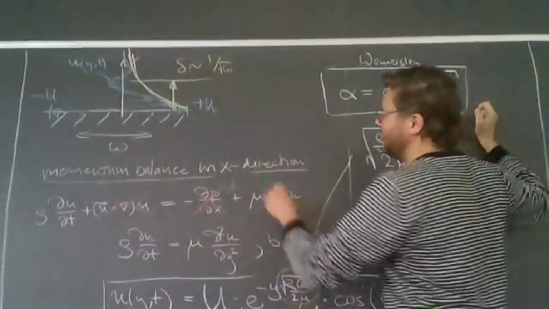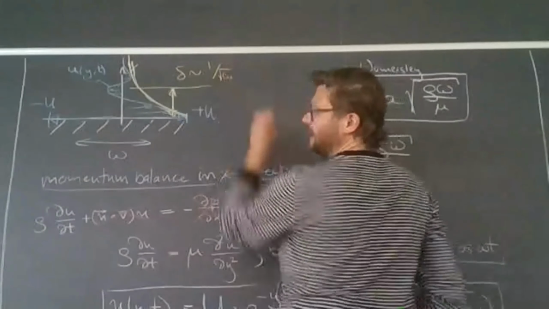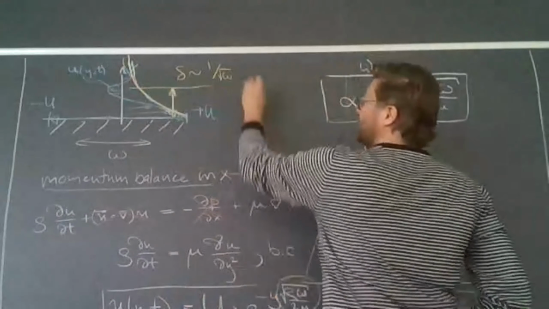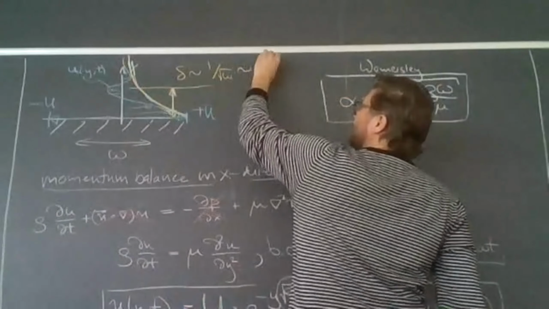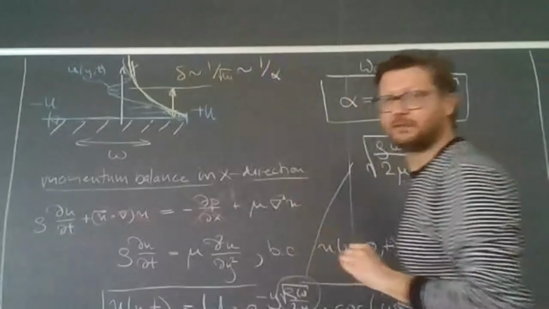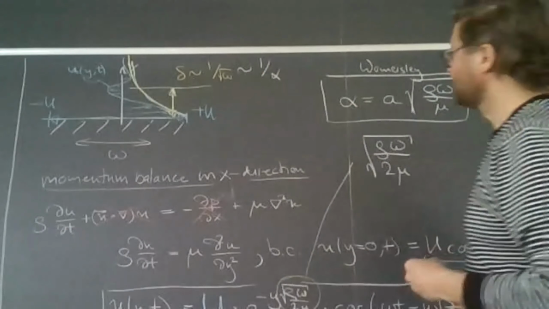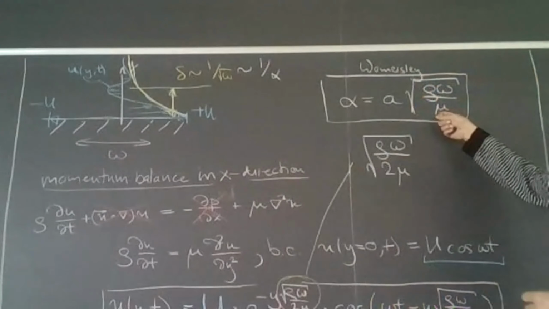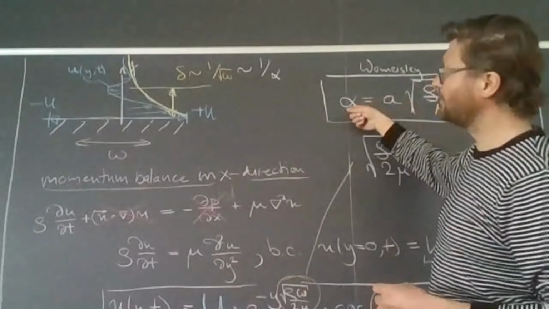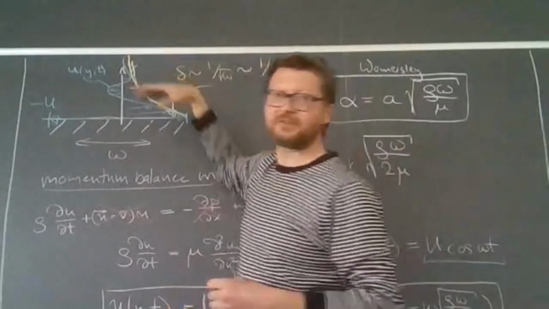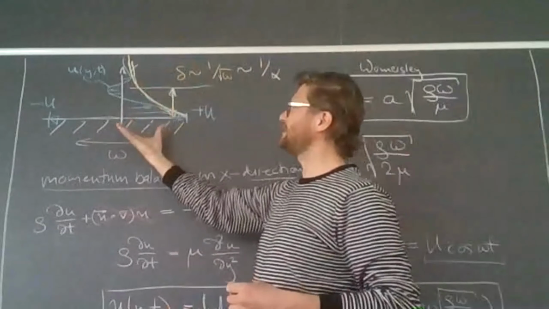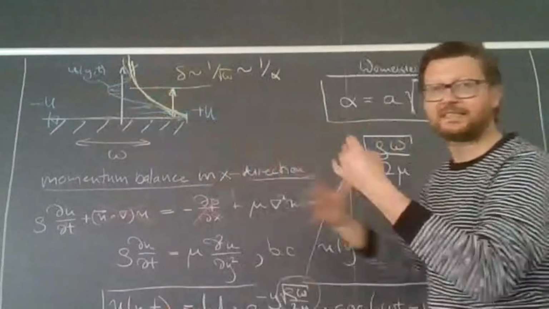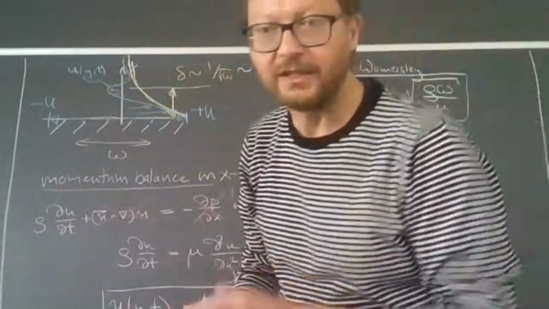And we can also say, looking at this, that the thickness, or how fast this decays, the thickness of this layer is something that scales like 1 over alpha. It also tells us that if the viscosity is higher, the Womersley number becomes smaller or the layer becomes thicker. So viscosity makes this layer thicker and frequency makes this layer thinner. That's exactly the balance that the Womersley number is doing for us.